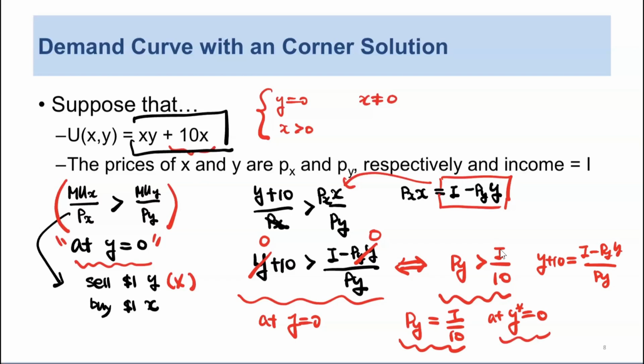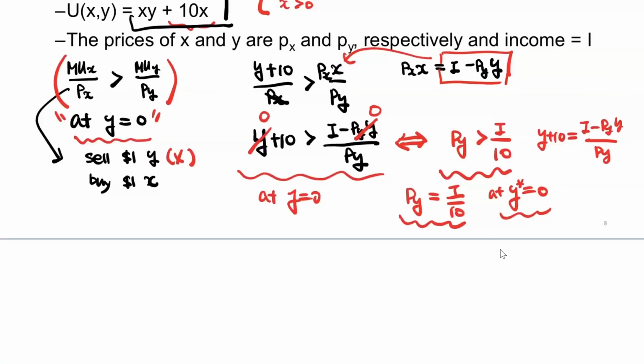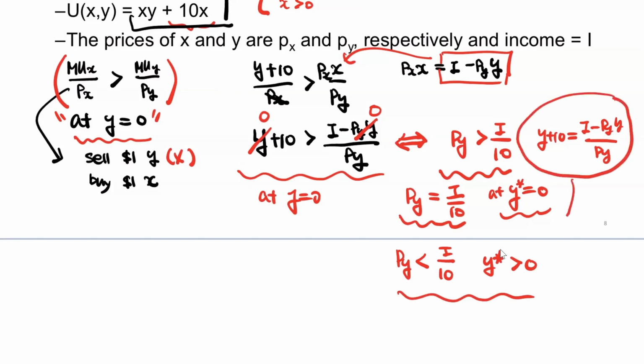And as long as py is less than income divided by 10, then you know that y star is going to be greater than 0. You can verify easily in this case. In that case, the y star satisfying this equation must be greater than 0.